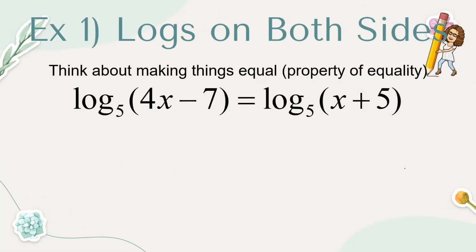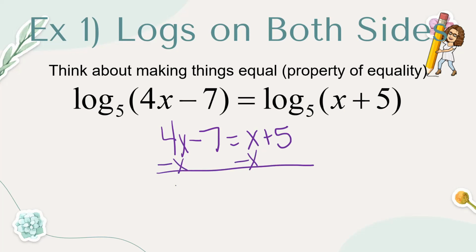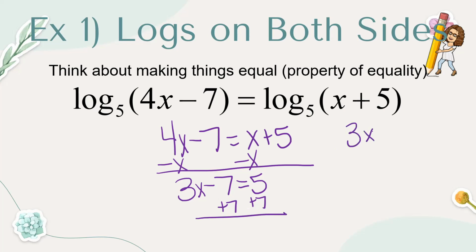So first of all, let's do a little bit of review. How did I solve logs when we had a logarithm on both sides? Well, in our case, we're just going to think about the property of equality, just things that are equal, correct? If I have log of 5 on both sides, we just get to say, well, let's set the insides equal to one another, right? And then we would solve, so subtract x, add 7, and I would get 3x equals 12, so x equals 4.